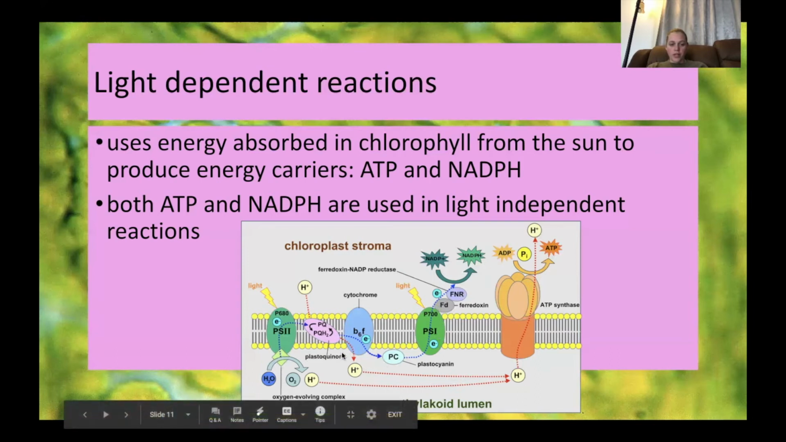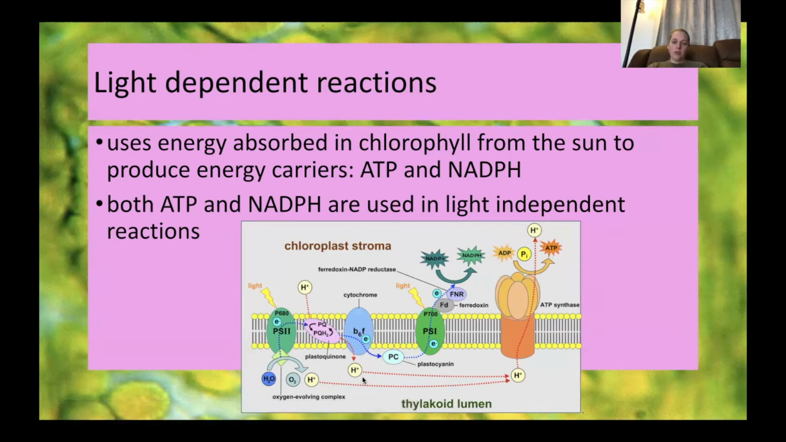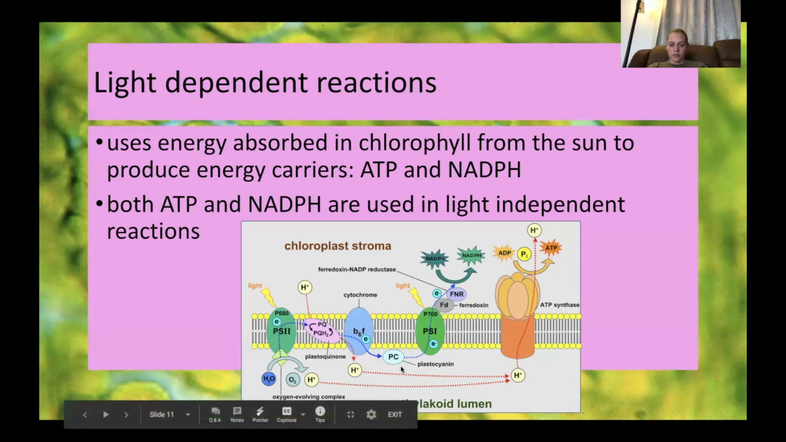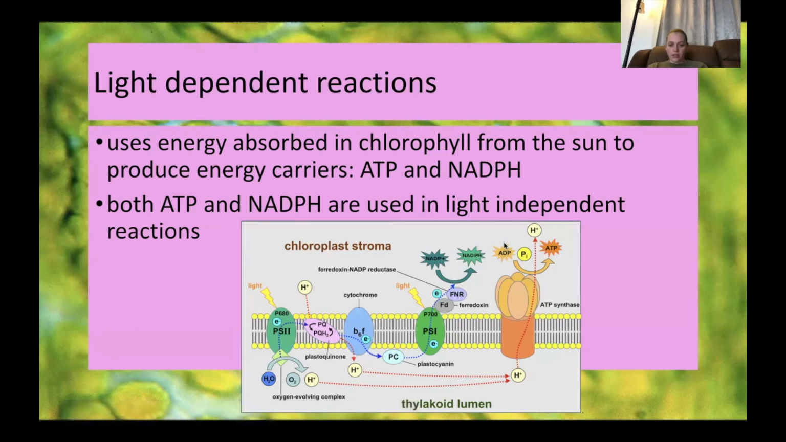Now remember, I told you that hydrogen was being pumped across this membrane, so we're building up a concentration of this hydrogen. And remember that things tend to diffuse from a high to a low concentration. So this hydrogen is going to diffuse through this enzyme called ATP synthase. And this is the enzyme that's going to attach that phosphate to ADP in photosynthesis. So here we're getting our ATP. And that's where our NADPH and our ATP are going to come from in the light-dependent reactions.